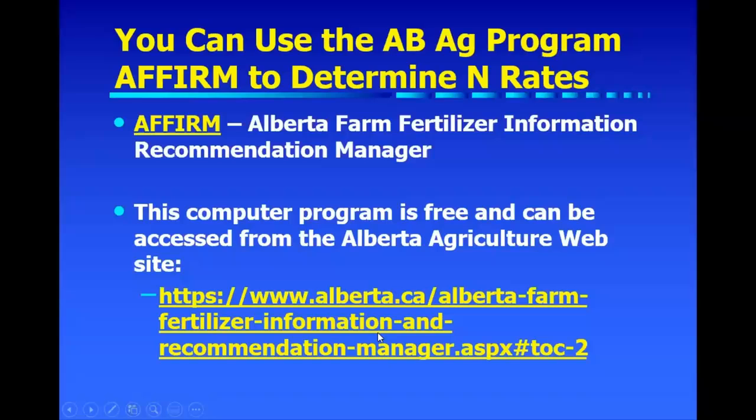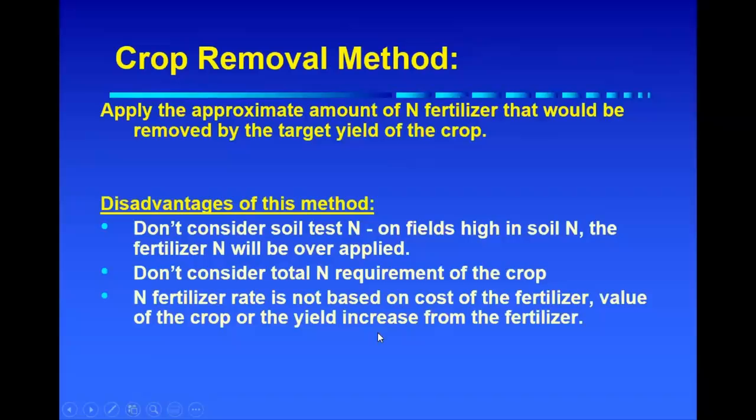So in the future, we're going to have to face developing nitrogen fertilizer rates differently. And one of the ways that some people even do it now is a crop removal method. They'll simply recommend to a farmer to apply the amount of nitrogen fertilizer that will be removed by the target yield of a crop. And in my mind, that's a flawed way to do it.